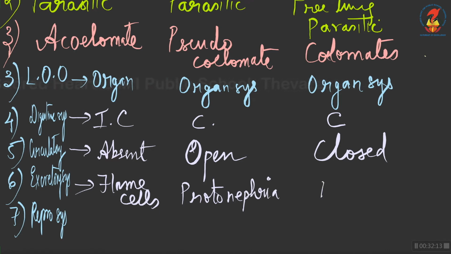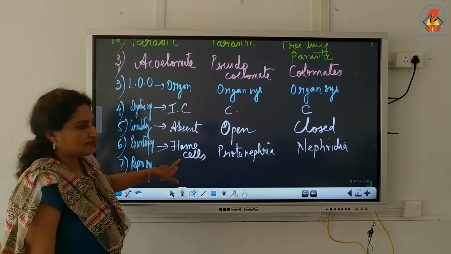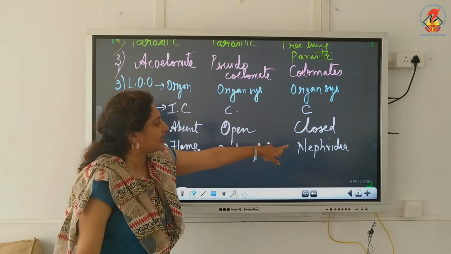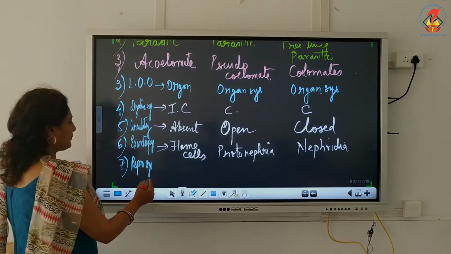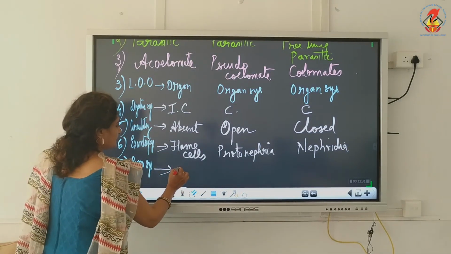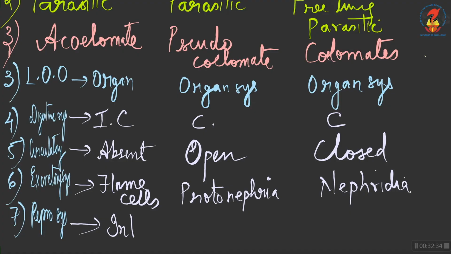And in annelids, the excretory organs are the nephridia. So, clear? Excretory organs in platyhelminthes are the flame cells, in aschelminthes, protonephridia, and in annelids, it's nephridia. Now, reproduction. In all the cases, fertilization is internal.